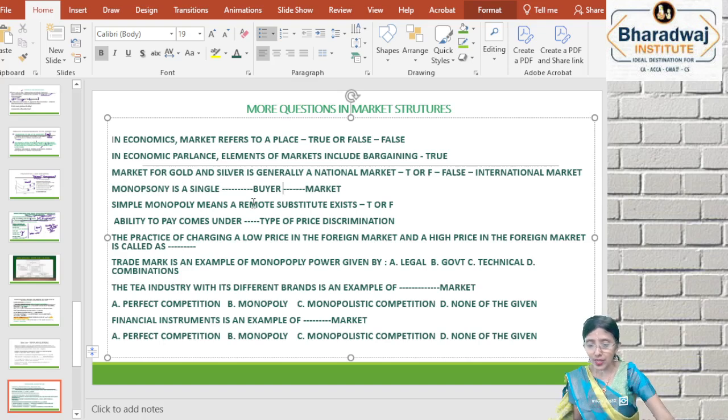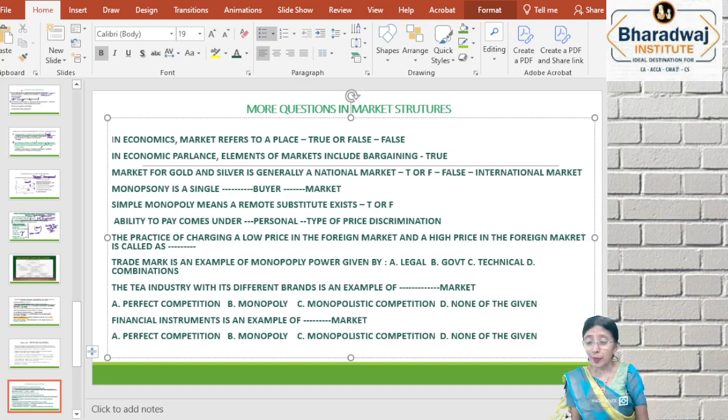Ability to pay comes under what type of price discrimination? You have personal price discrimination, place price discrimination, trade or use discrimination. It comes under personal price discrimination. It is not trade, it is not place.